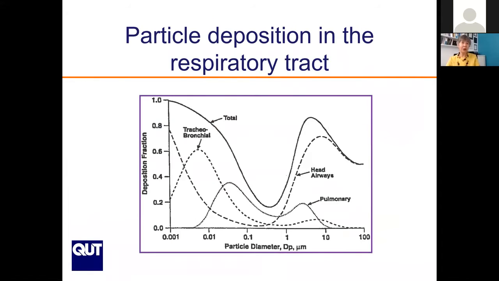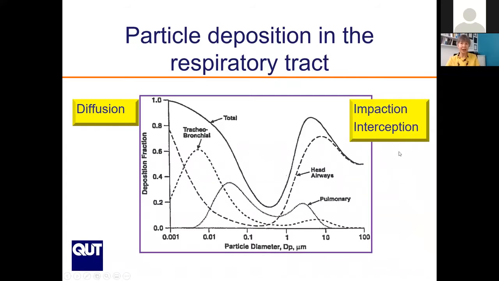So finally, what happens with the particles when they are inhaled by susceptible people who share the room with infected people? Particle deposition in the respiratory tract. This diagram presents the deposition as a fraction as a function of particle diameter for different parts of the respiratory tract. In the deeper part of the respiratory tract, deposition is mainly by diffusional processes. However, in the upper parts, for larger particles, it is impaction and interception.